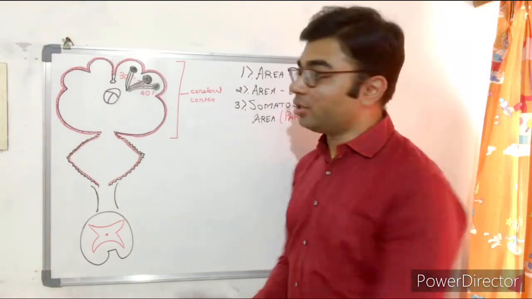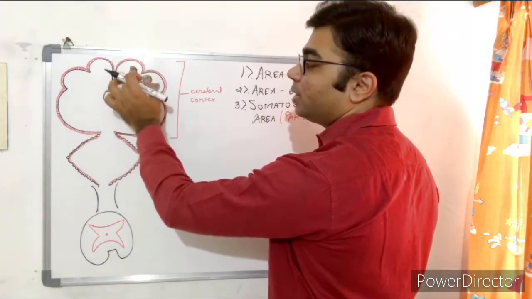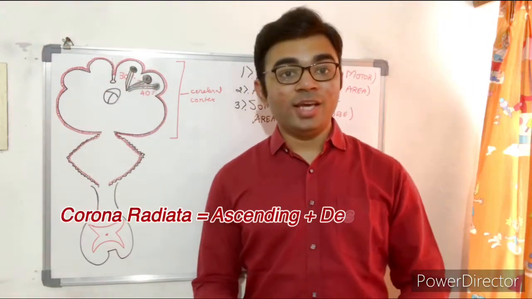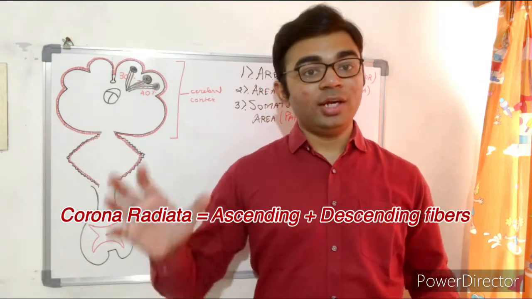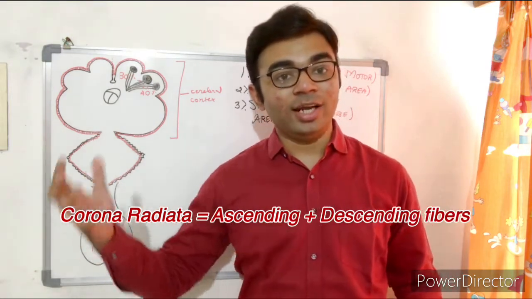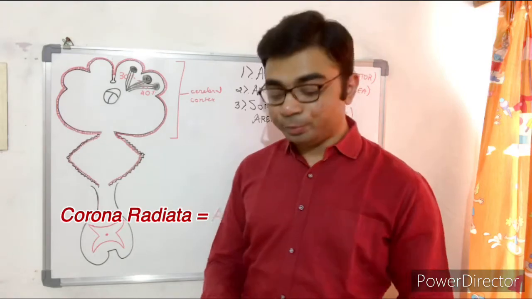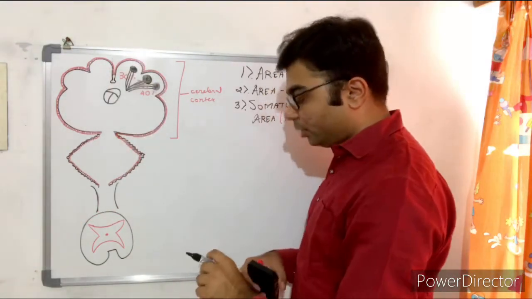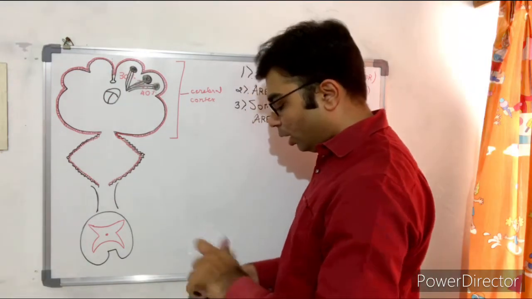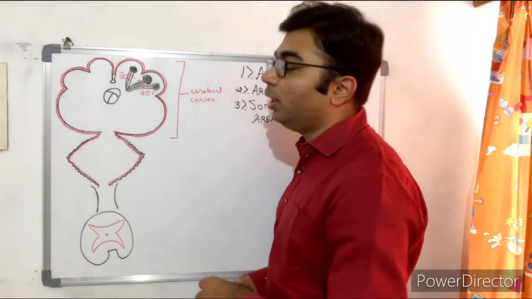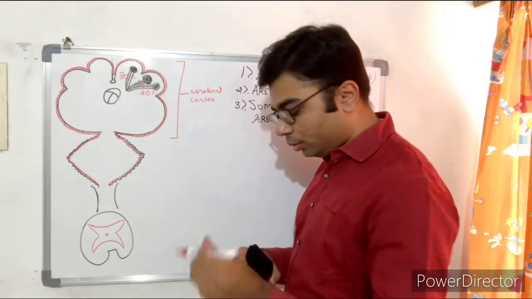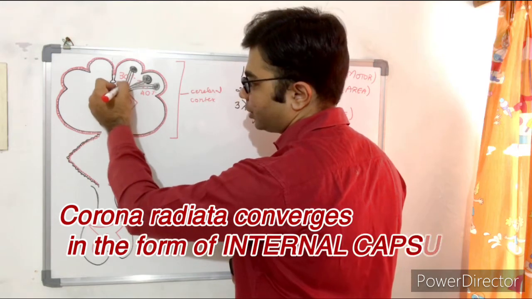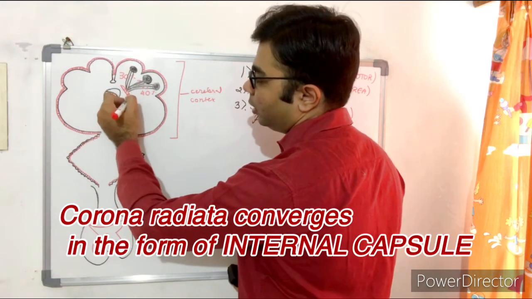Now you may imagine that they are also going upwards and these fibers are also coming downwards. So corona radiata always contains both. They also contain ascending tracts, they also contain the descending tracts. So here there is a formation of the corona radiata. From the corona radiata, it forms an internal capsule. So internal capsule is this kind of structure which is formed.